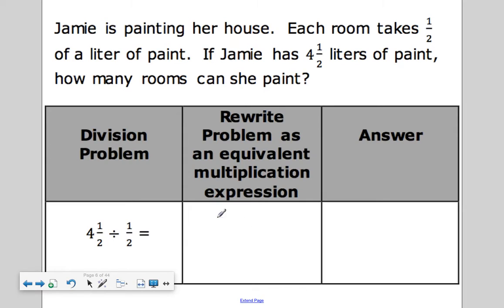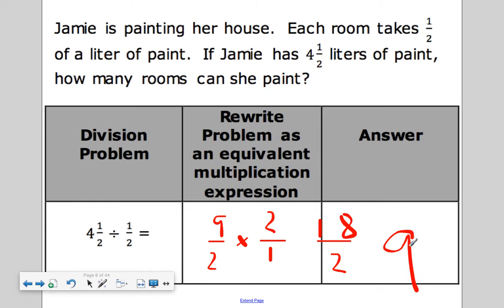So how can I rewrite this as an equivalent multiplication expression? 4 and 1/2 is the same as saying 9/2. I multiply by its reciprocal, which is 2/1. So 9/2 times 2/1 is 18 divided by 2, or just 9. So she needs 9 groups of halves to fill up 4.5 liters of paint. So if you do half plus half plus half, and so on, it adds up to 4.5.